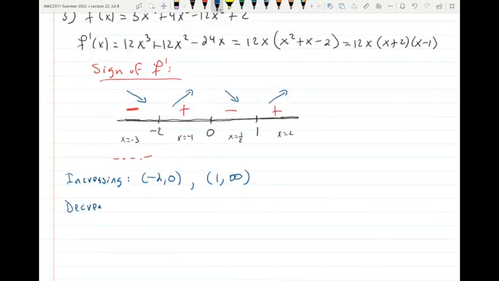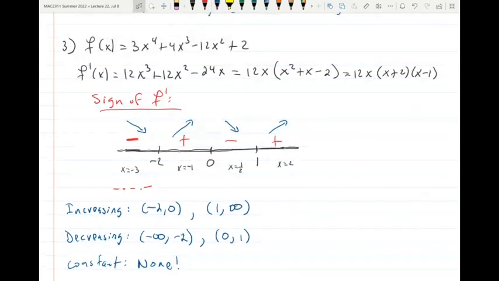And then decreasing will be negative infinity to negative 2, and then it's also decreasing from 0 to 1. And well, constant: it's never constant. So constant, none. Okay, so it was slightly more interesting than the previous ones.